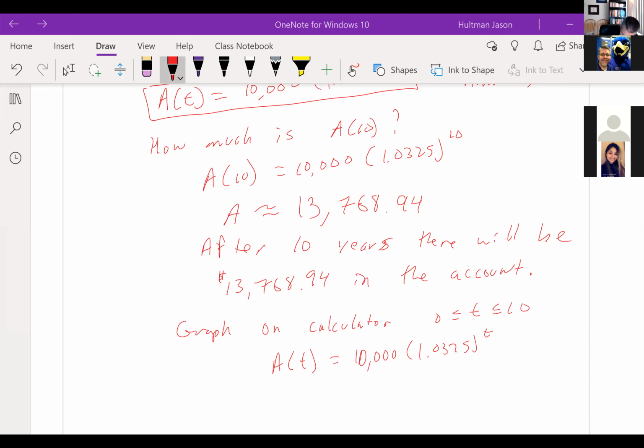It's all good. Let's see. What do I want my x to be? I want my x's to go from 0 to 10, and I want my y's, so let's do 0. How do I delete?